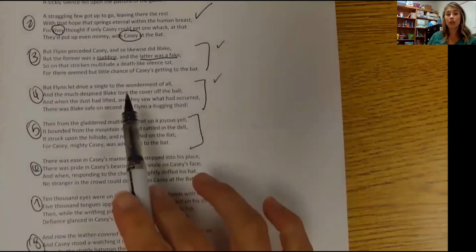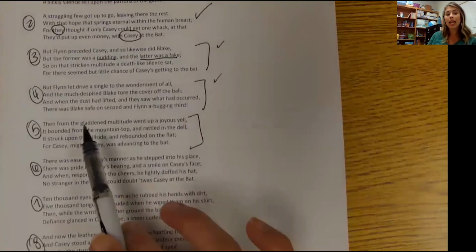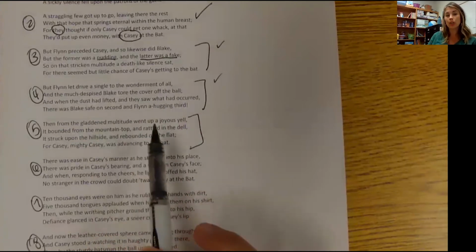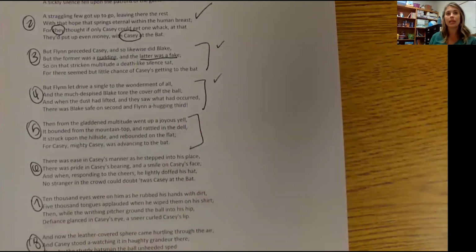Remember, wonderment was in our first lesson, those challenging words. And in stanza 5, we're going to hit another challenging word that we learned in the vocabulary lesson.